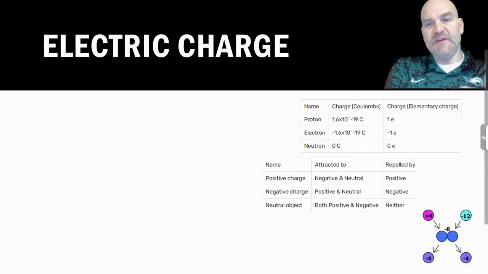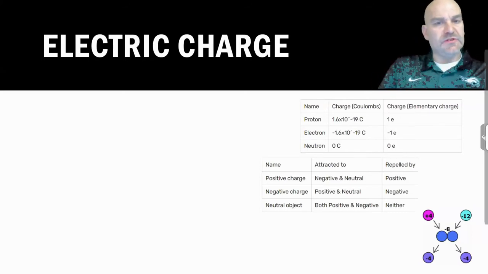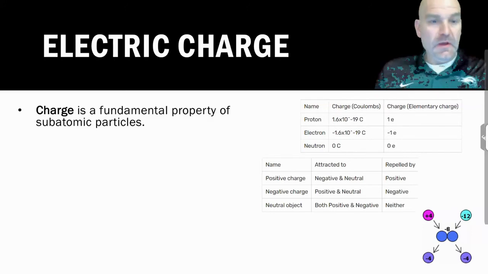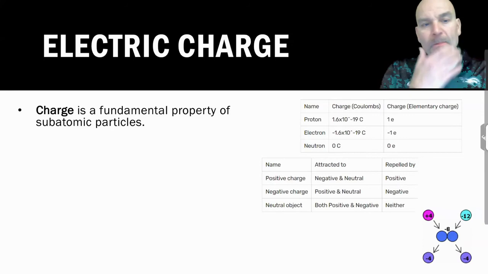Welcome to AP Physics C, Electricity and Magnetism, Unit 1, which is electrostatics. Here in this video, we're going to look at just simply electric charge. So one thing to note is that charge is one of the most fundamental properties of subatomic particles.